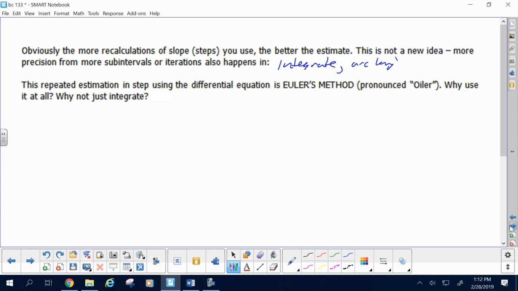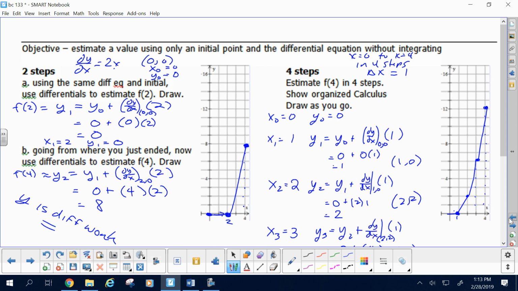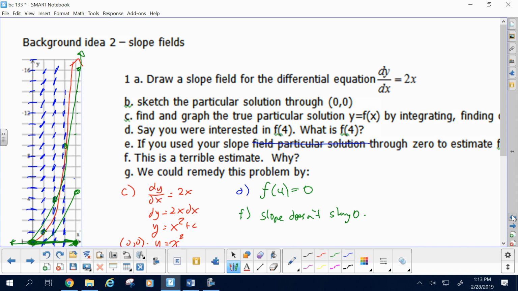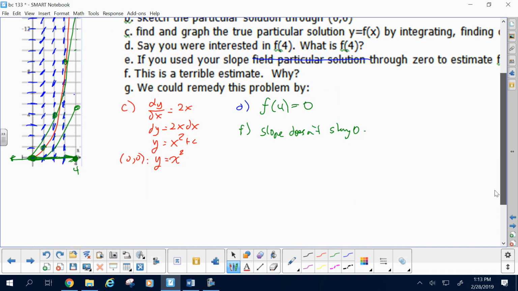Okay, so the repeated estimation in steps is Euler's method. So a logical question there would be, well, okay, that's great, but why get 12 when I can get 16, which is exact? Why go through all this mumbo jumbo when it's easier to just straight up integrate and find it at 4? So why Euler's method?